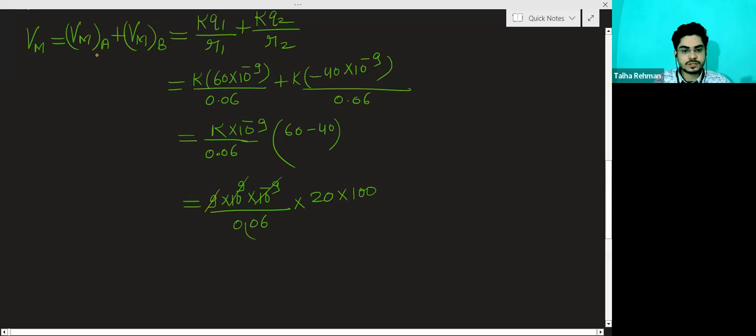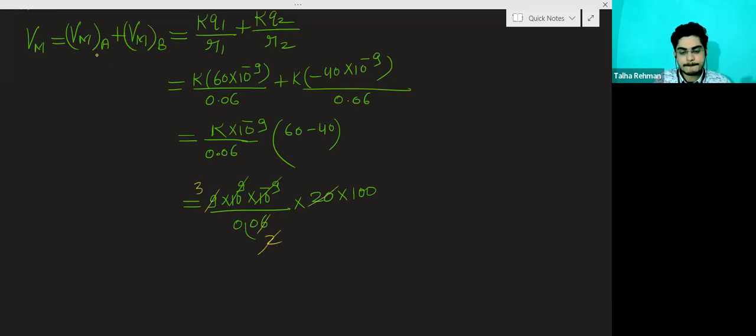Very easily, 3 threes are 9 and 3 twos are 6, and 2 tens are 20. So your answer will be 3 into 10 into 100. Your answer will be 3 into 10 to the power 3 volts. So the potential at point M is this.